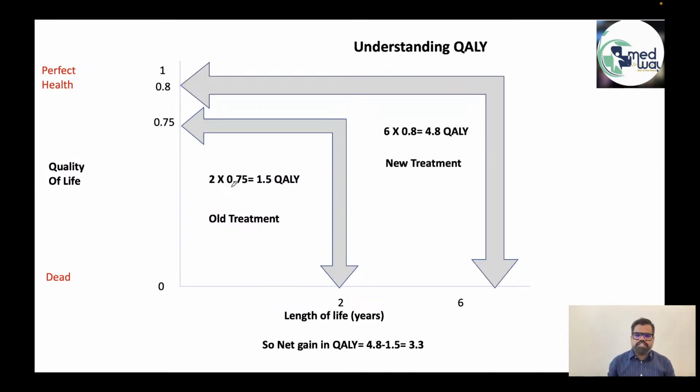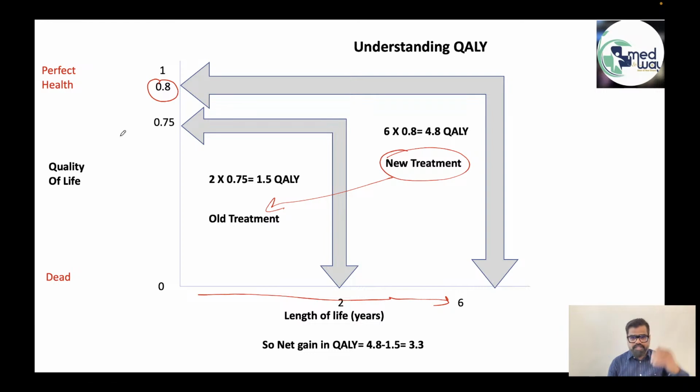Now I have a new treatment. The new treatment is much better than the old treatment. This has increased my length of life from 2 years to 6 years. I can live till 6 years with quality. And my quality of life is also 0.8 now, moving towards perfect health. So 6 into 0.8 becomes 4.8 QALY. So when I take the new treatment, my QALY increases from the old treatment's 1.5 to 4.8.